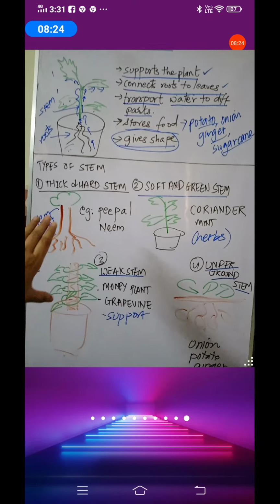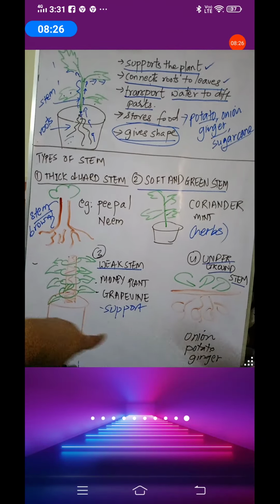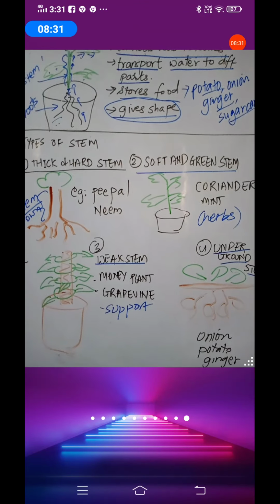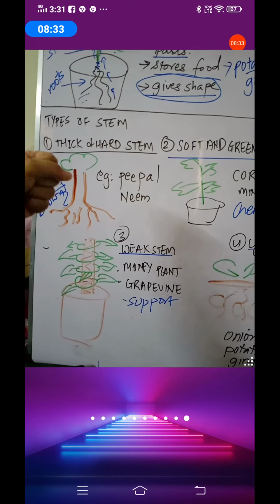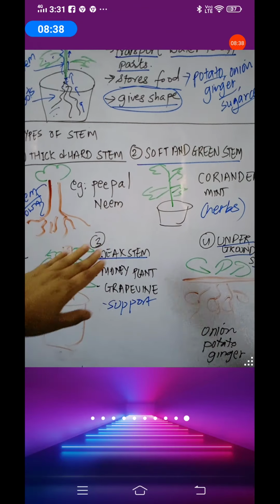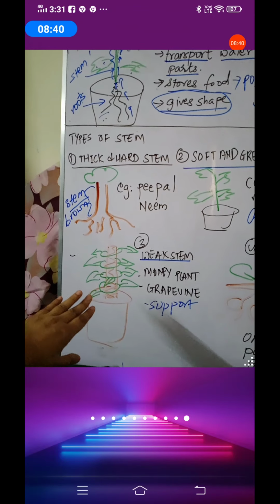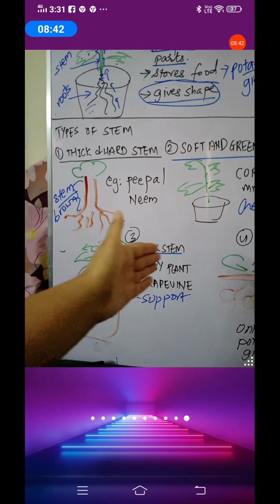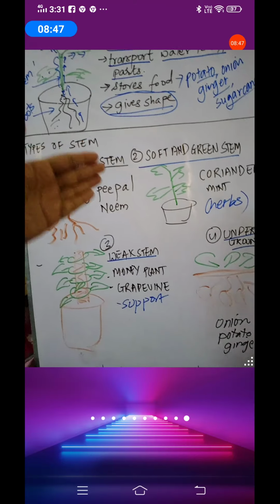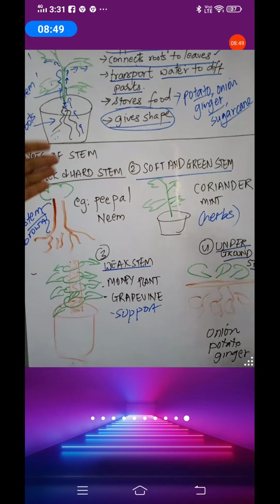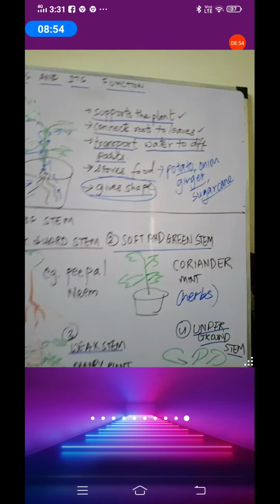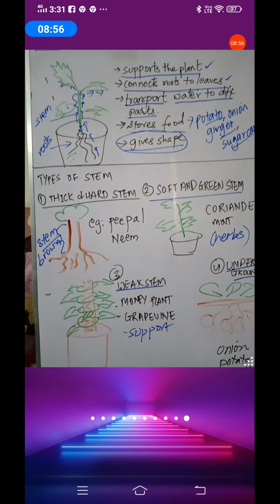So see now the shape of these 4 types of plants. They are different, isn't it? This is strong, big. This one is okay, not very strong, but it is supporting itself. This one needs support. So you can see that these plants are different in shape. Why? Because the stems are different. That's why I wrote there that the stem is the one that is giving the shape to the plant.